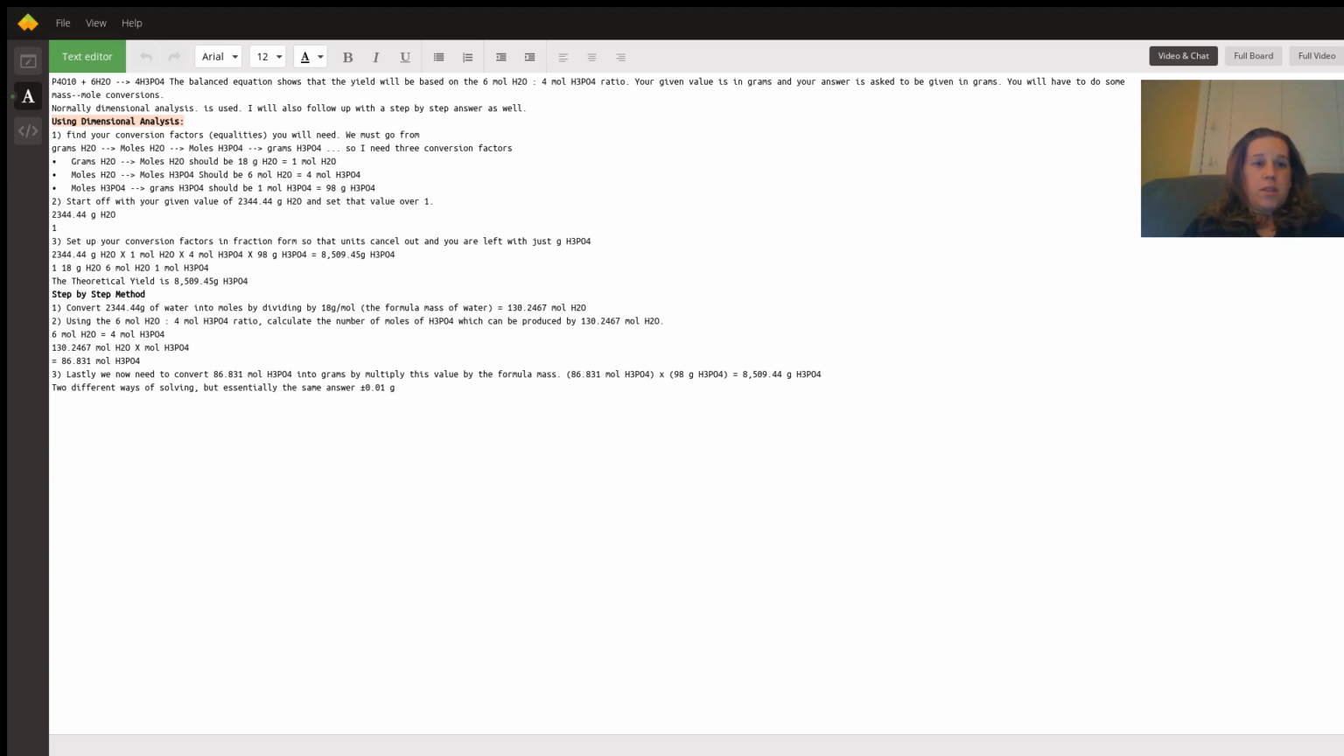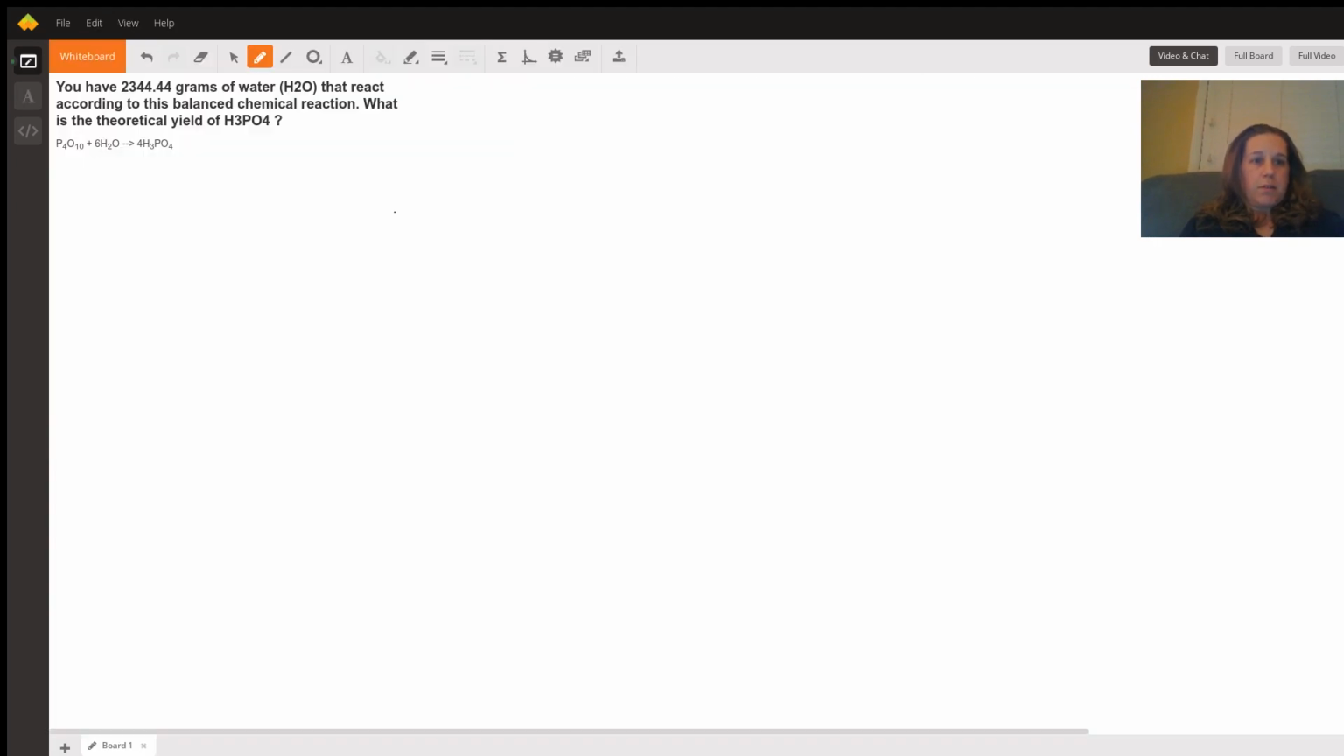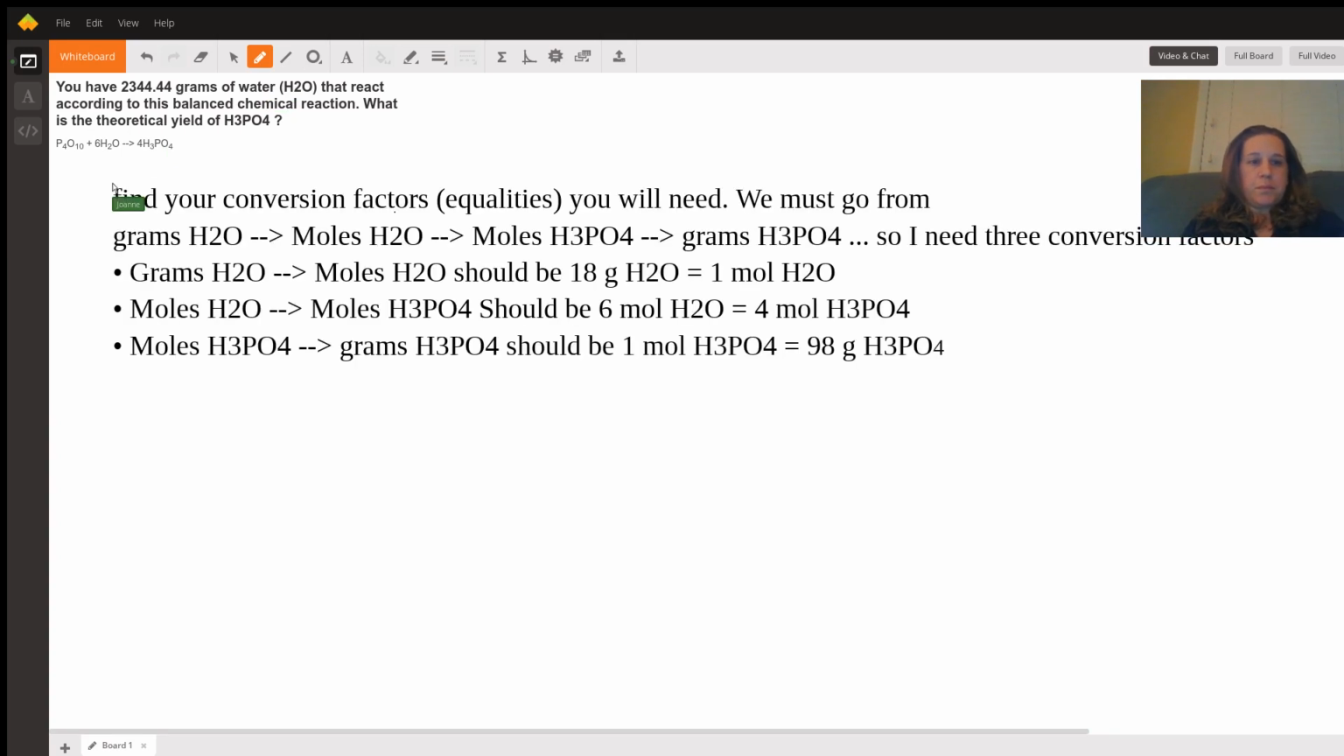So we're going to be using dimensional analysis, and I am going to try to rewrite this for you on the board. You need to keep in mind certain conversion factors. So I'm going to go back to the whiteboard here. And these are the conversion factors that you need to be aware of.